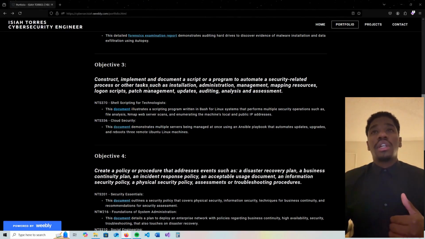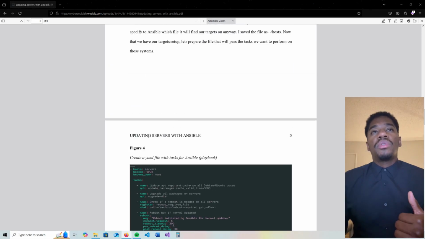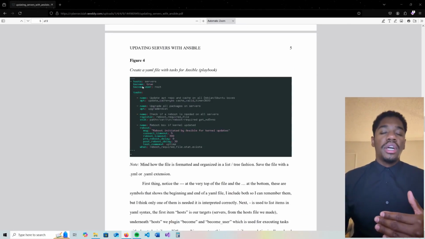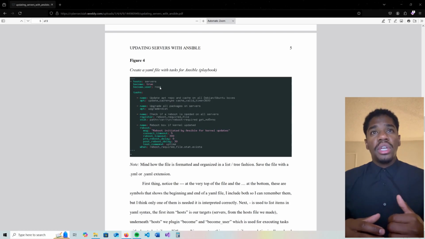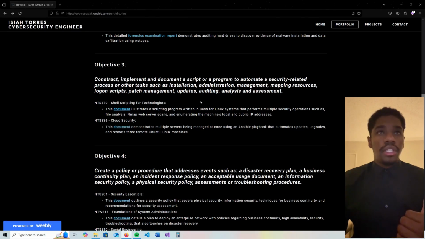Another one for auditing, analysis, or management, like server management, this would be this Ansible playbook script that I wrote. And this document shows how I contacted 3 remote servers to be updated remotely and automated through the script. So this directly corresponds with management, auditing, updates, patch management, etc.